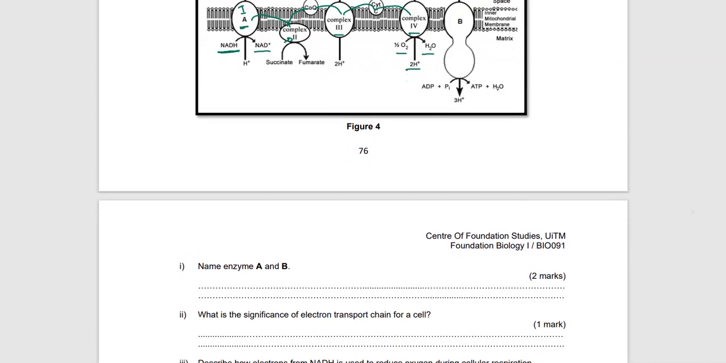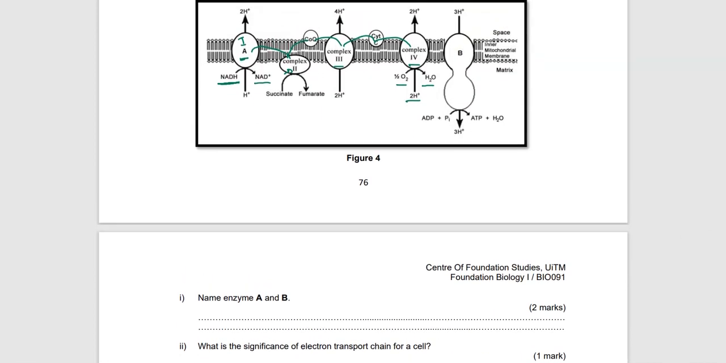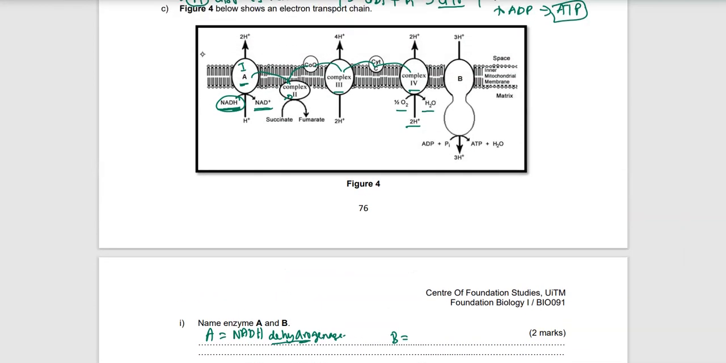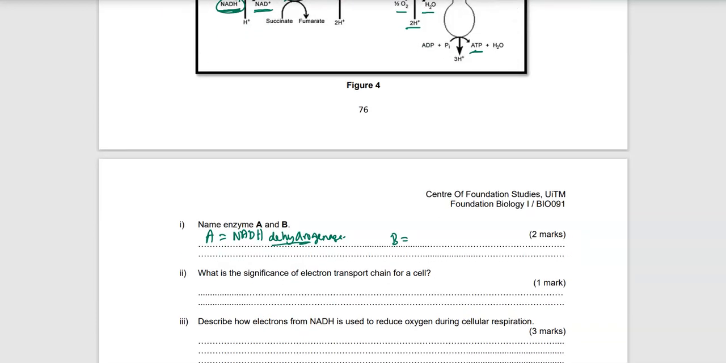So the enzyme involved in the reaction of converting NADH to NAD plus will be NADH dehydrogenase. Dehydrogenase means that hydrogen ion is removed from the NADH molecule. So enzyme B, as you can see, is involved in the synthesis of ATP. Therefore B is ATP synthase.